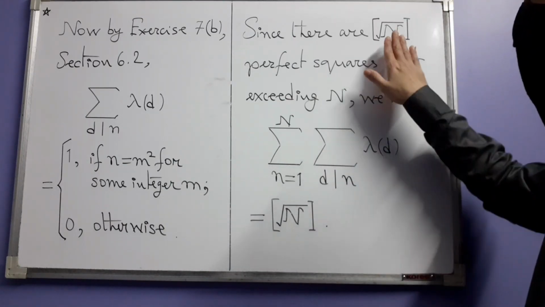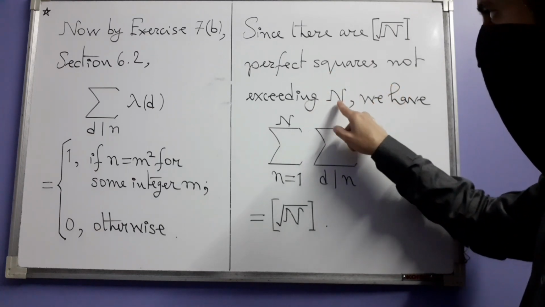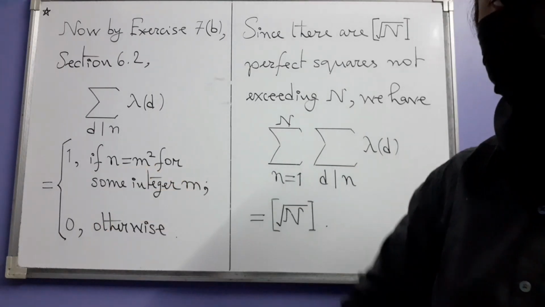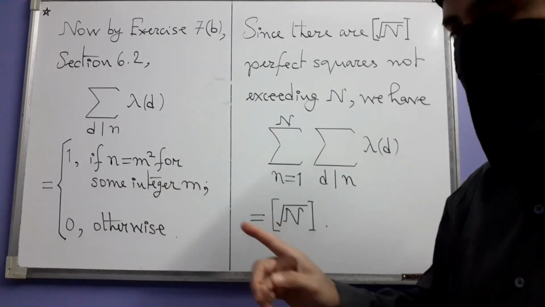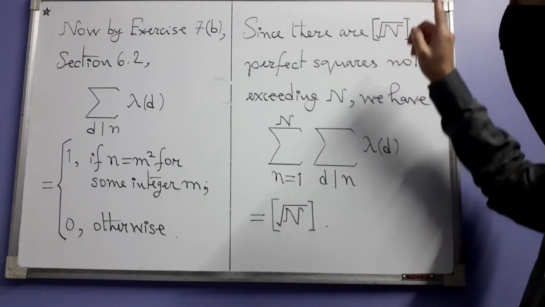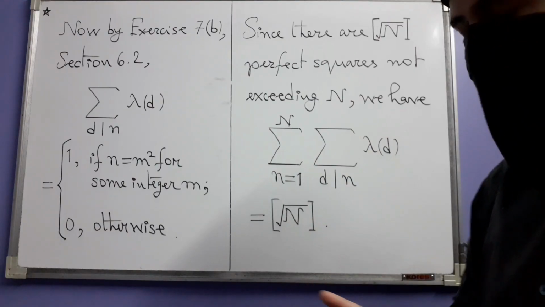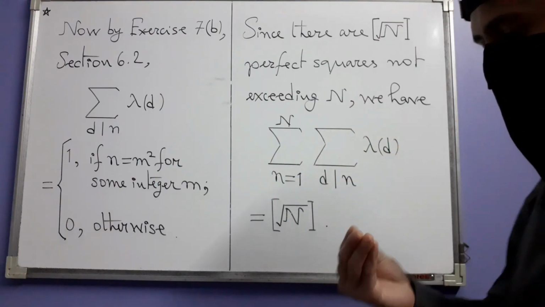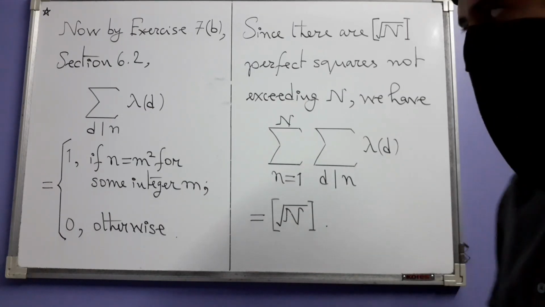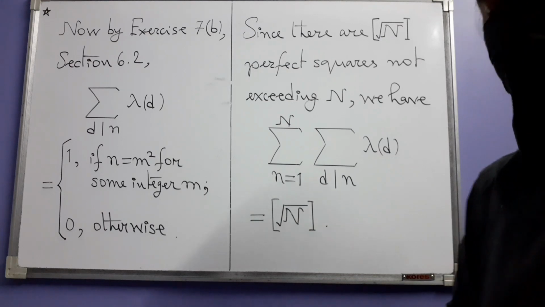That is because this is also the number of perfect squares not exceeding capital N. The number of numbers of this type which are perfect squares and also which are less than or equal to capital N is this. That is why in this sum you will get that many terms which are equal to 1. The rest are 0. We do not have to worry about zeros. So this sum becomes equal to this. So that's how you have the proof.